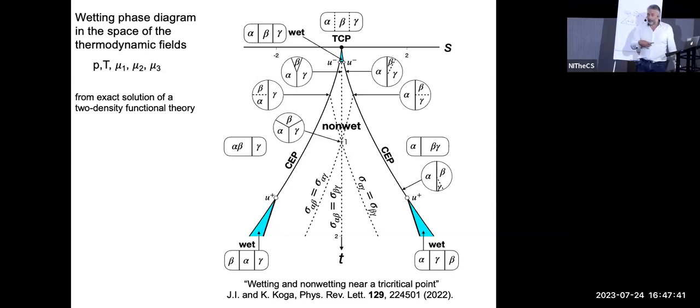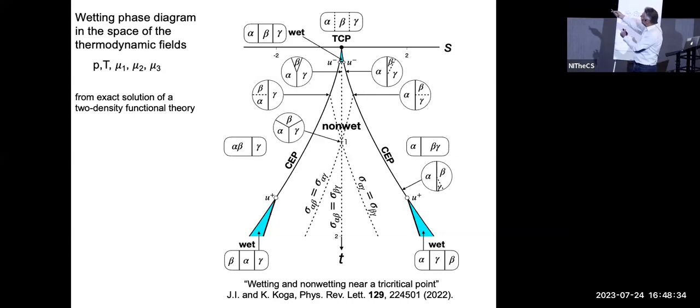Now, in our model calculations, and this is the last thing I'm going to show you, we have used three-phase equilibria. We have used a five-dimensional thermodynamic space as is necessary. So pressure, temperature, and three chemical potentials for the three components. And we solve a two-density functional theory exactly. And two densities is the minimum that you need to make sense at all in this context. And we project the three-phase coexistence region on the plane of two coordinates called S and T, which are linear combinations of pressure, temperature, and the three chemical potentials.